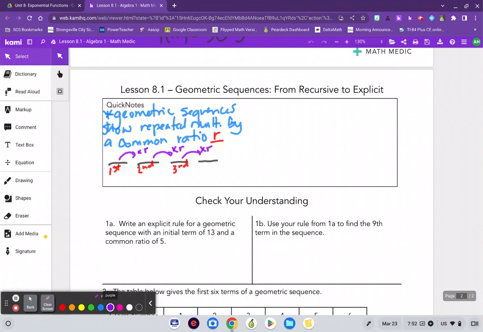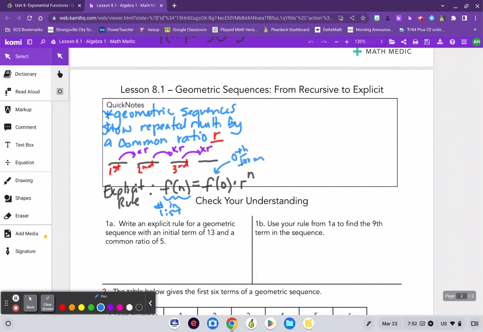And so if I want to write an explicit rule, so I'm going to say the word explicit rule, that just means write me a function. We would have f of n is equal to f of 0 times r to the n. Now let's talk about these things here. And so f of n is just the number in the list. Okay. F of 0 is the 0th term.